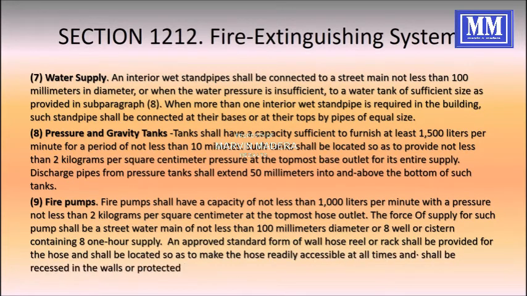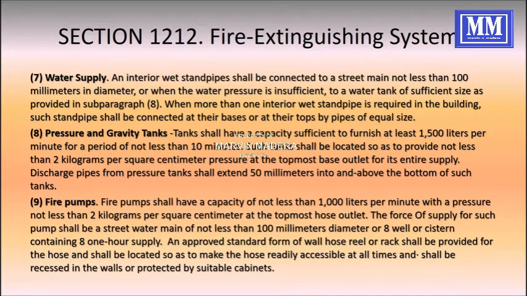Tanks shall have a capacity sufficient to furnish at least 1,500 liters per minute for a period of not less than 10 minutes. Such tanks shall be located so as to provide not less than 2 kilograms per square centimeter pressure at the topmost hose outlet of its entire supply. Discharge pipes from pressure tanks shall extend 50 millimeters into and above the bottom of such tanks.